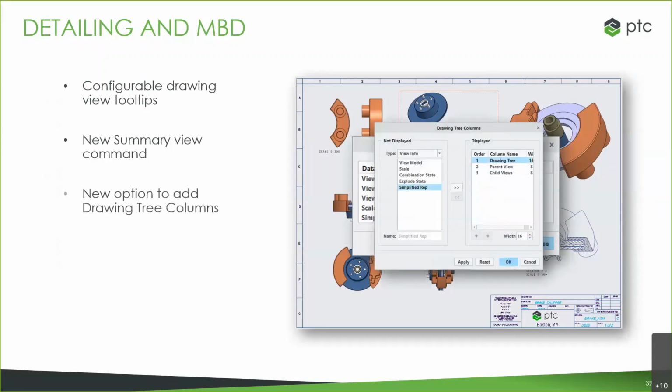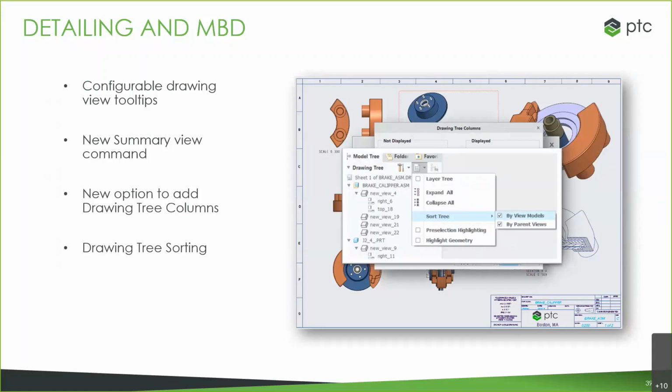Improvements around the addition of drawing tree columns, so adding those in now is an option. And even around that, be able to sort the drawing tree by view models and parent views, building out that drawing tree however you like.